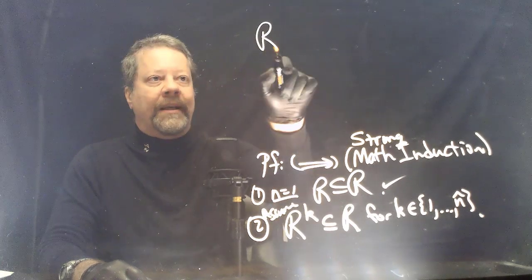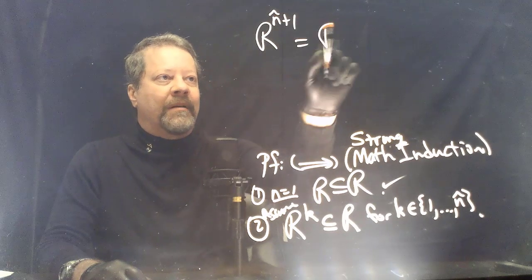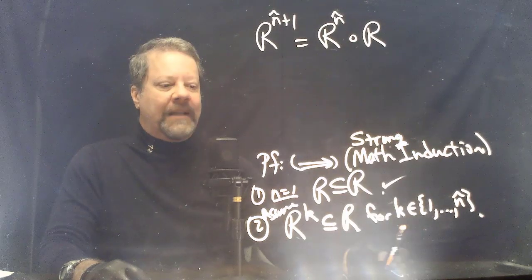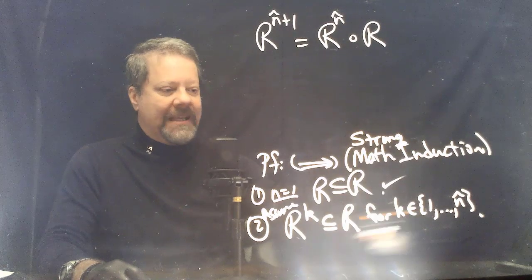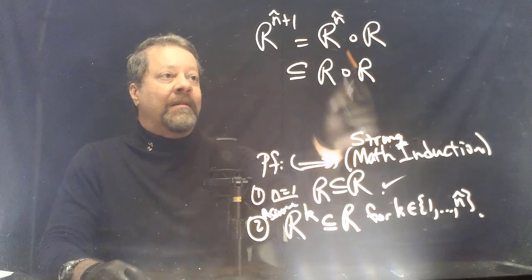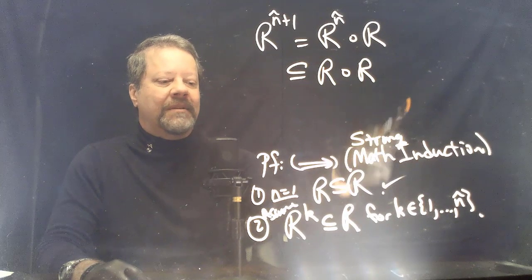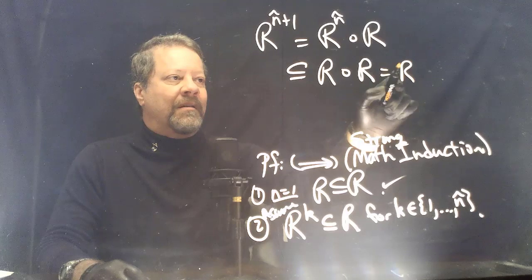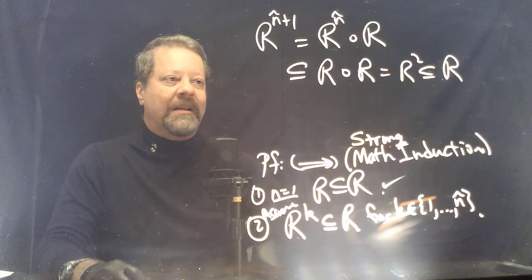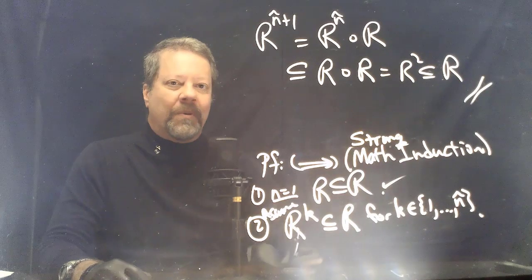And now we need to look at R^(n hat plus 1), which is R^(n hat) composed with R. Now we already know all of these will be contained in R, so this composition will be contained in R composed with R. But that's R squared, and that is contained in R because 2 is in this list. And so we deduce then that the theorem holds.